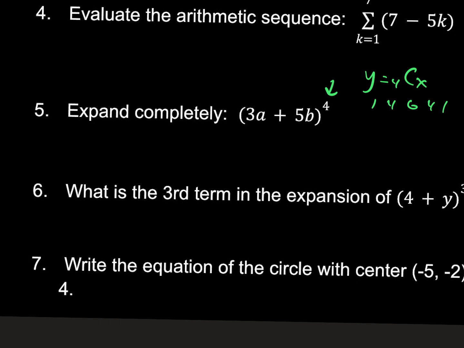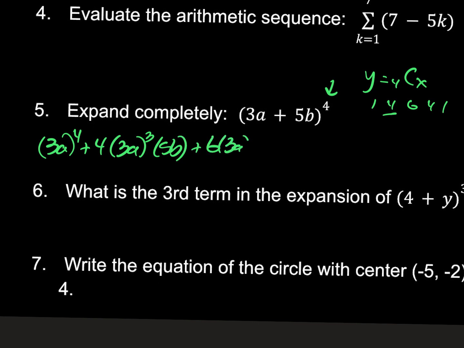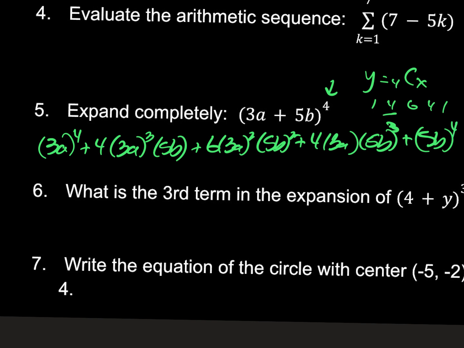those are your coefficients. So I'm going to say 1 times (3a) to the 4th power plus 4 coming from here. Remember, the exponent of 3a is going down, the exponent of 5b is coming up. 6, the exponent of 3a is going down, the 5b is coming up. Then I have a 4 again, the 3a is going down, the 5b is coming up. And then I'm going to end up with just (5b) to the 4th with the 1. Now, that's an awesome first step. You've got to keep finishing.